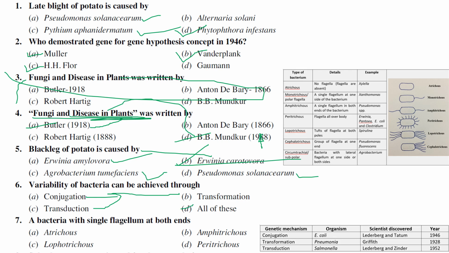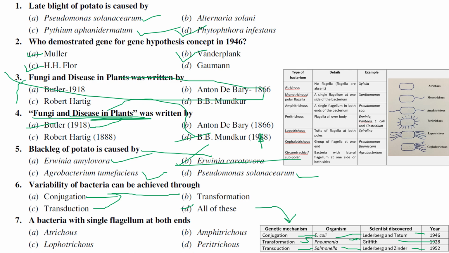For our understanding, I have given a small table here. It will be very easy to remember other concepts as well. Generally, conjugation was discovered in the organism Escherichia coli, discovered by Lederberg and Tatum in the year 1946. Transformation was discovered in Pneumococcus, discovered by Griffith et al. in 1928. Transduction was discovered in the organism Salmonella, discovered by Lederberg and Zinder in the year 1952. This table will tell everything about these bacterial recombinations: in which organism the recombination is discovered, who discovered, the year of discovery, everything is simplified in this table.